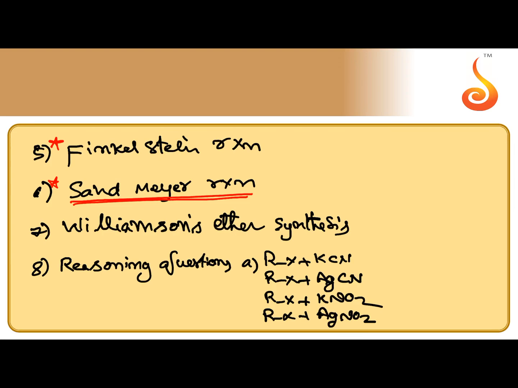So you have to write two steps. First, starting with aniline, you have to show aniline to benzene diazonium chloride. After that, benzene diazonium chloride to chlorobenzene. Two steps are needed.